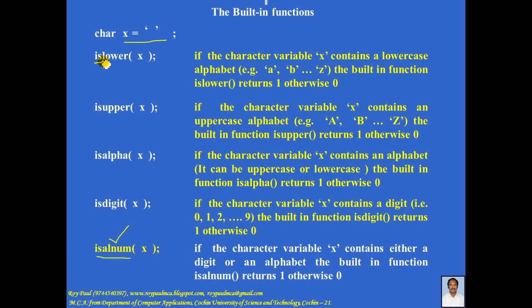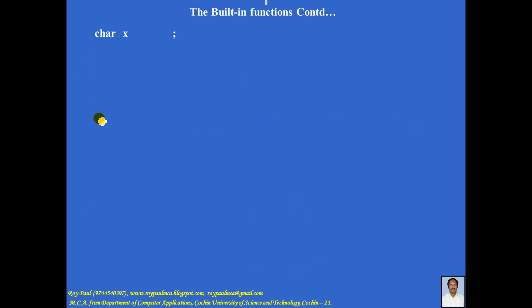Now for a function whose name starts with is, the header file is ctype.h. So kindly make a note of this one. If the name of the function starts with is, the header file is ctype.h. So for all these functions, the header file is ctype.h.